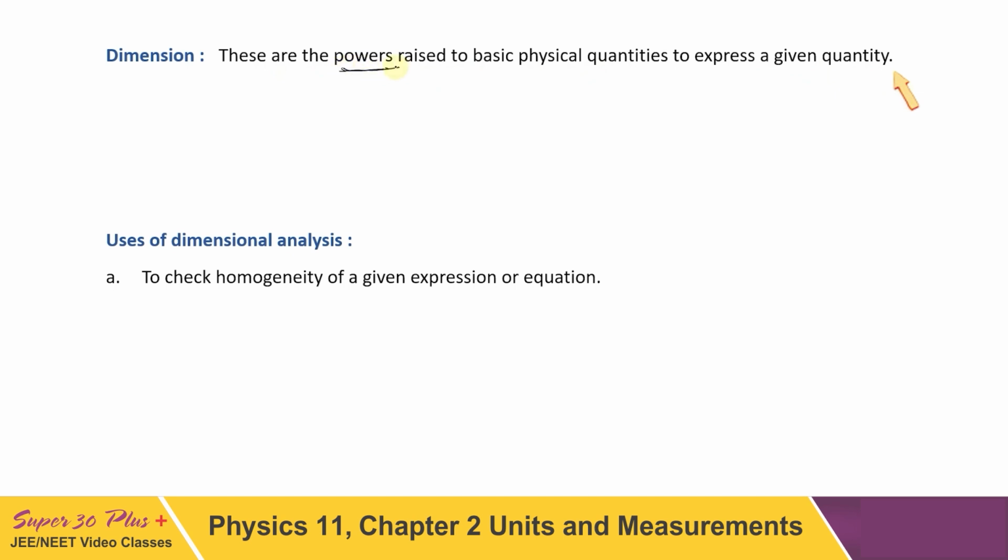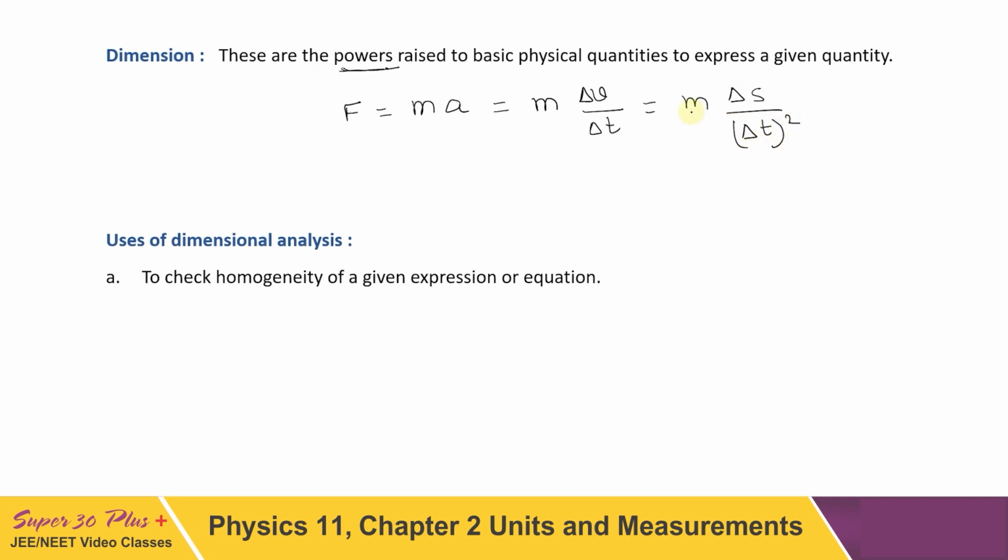When we express a physical quantity in terms of other basic physical quantities, like if I am writing force, so force can be expressed as mass into acceleration. You all must be knowing this formula. Now what is acceleration? It can be written as change in velocity upon time. Again this change in velocity can be written as delta s by delta t, that is displacement upon time. So dimensionally it will be displacement upon square of time term, right?